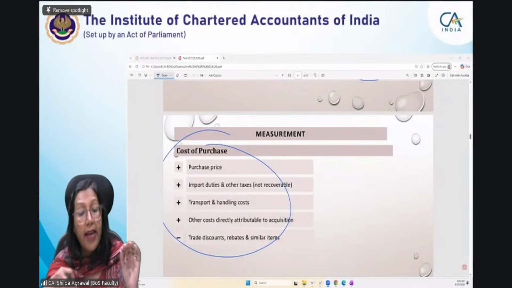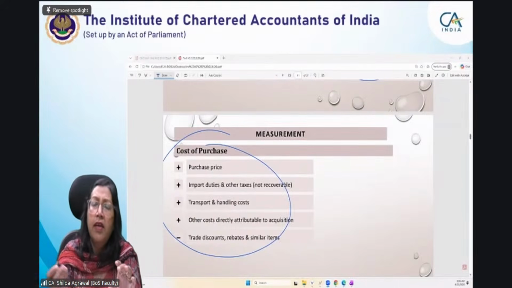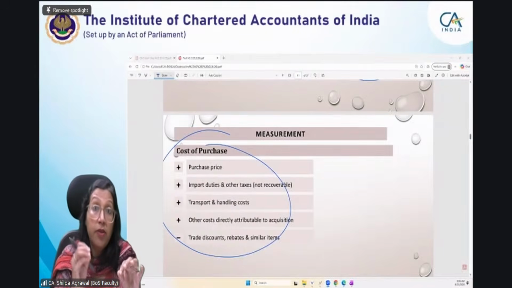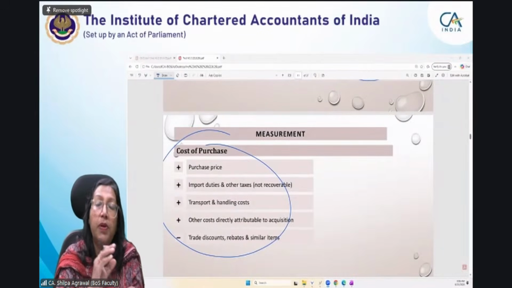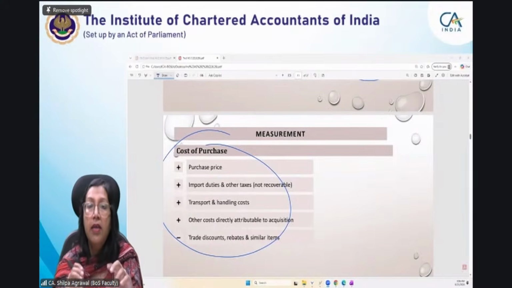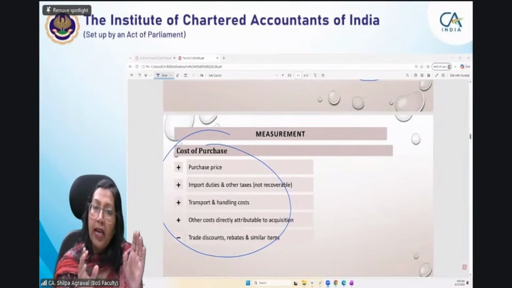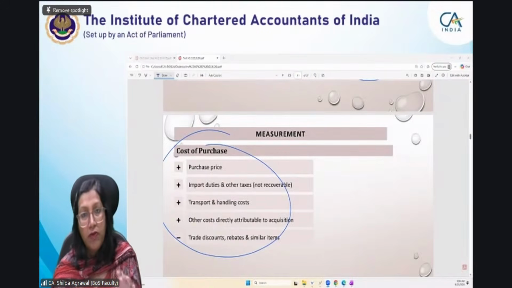Other costs directly attributable to acquisition, which is not mentioned. This is a broad final category. We can cover everything which is directly attributable with respect to purchase of the asset. So any cost incurred to purchase any asset, in the form of raw material or finished goods which you are using for your trading purpose, will be added to your cost, that is, capitalized.